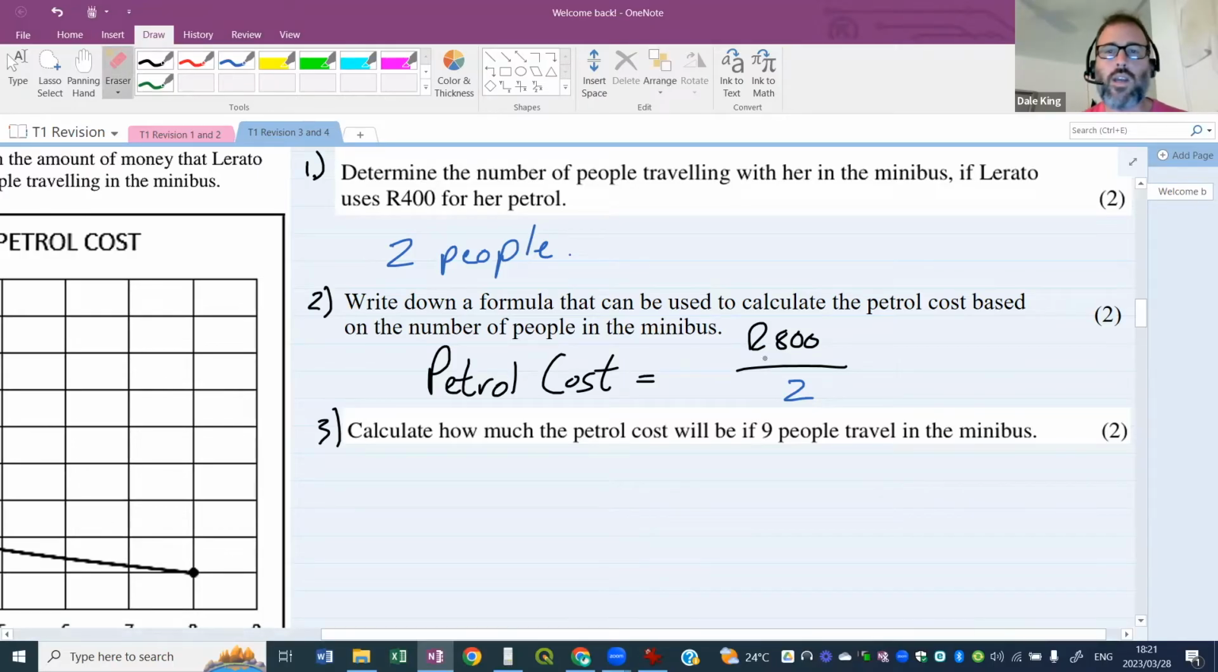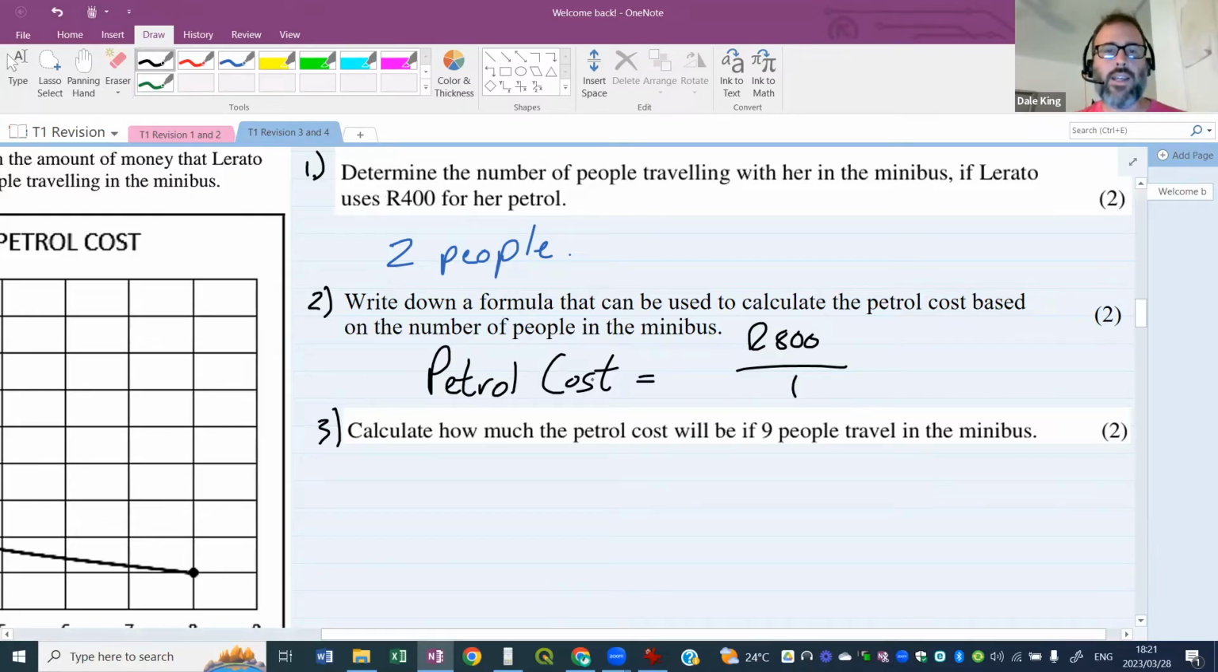So it does work. It also works if we start off with just 1 person. Okay. So if you take the 800 Rand for the minibus and divide it by 1, that'll cost you 800 Rand because you're only 1 person. Okay, very good. So our formula works.